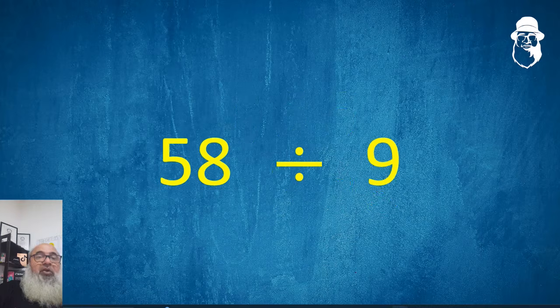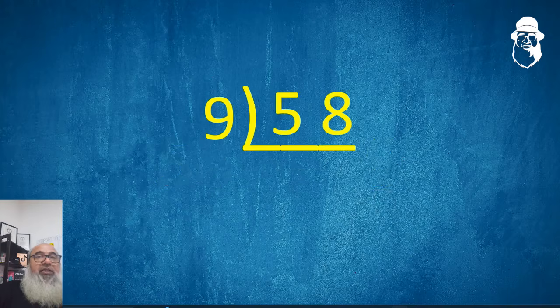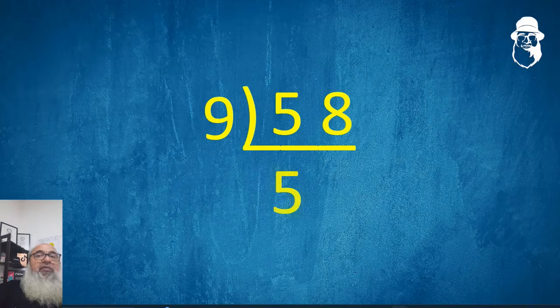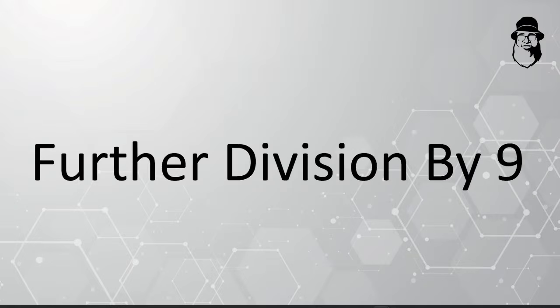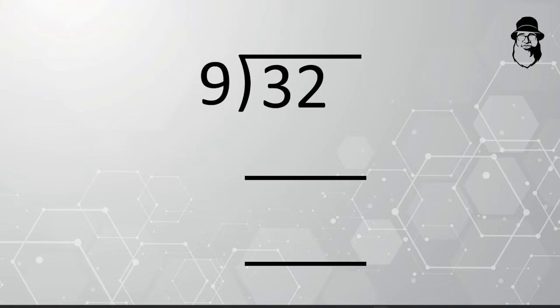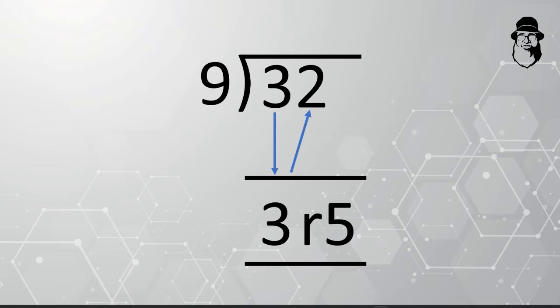Let's do one more example. So to find 58 divided by 9, we write it like this. We get the answer 5 remainder 13, which is then converted to 6 remainder 4. Recall that we divide two-digit numbers by 9 by taking the first digit of the number being divided as the answer and the total of that number and the last digit as the remainder. So 32 divided by 9 is equal to 3 remainder 5.